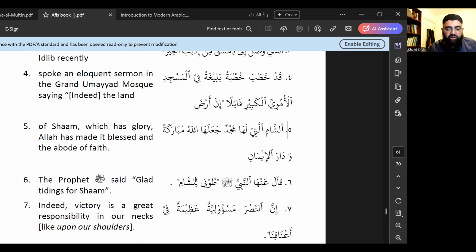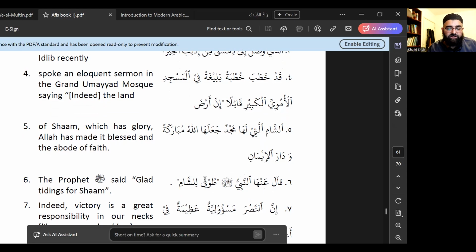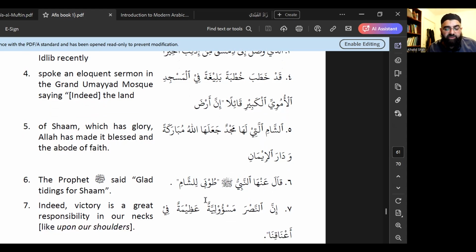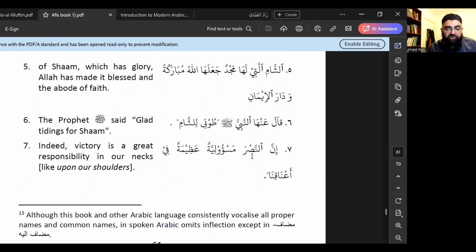طوبى للشامي. Notice the alif, the hamza, that's what I was mentioning before, is dropped here. So when you add the harf jar, li, and there's an alif lam there, then you just join it together and get rid of the hamza totally, because you don't even read it anyway. Inna nasra, indeed victory. Inna nasra mas'uliyatun.